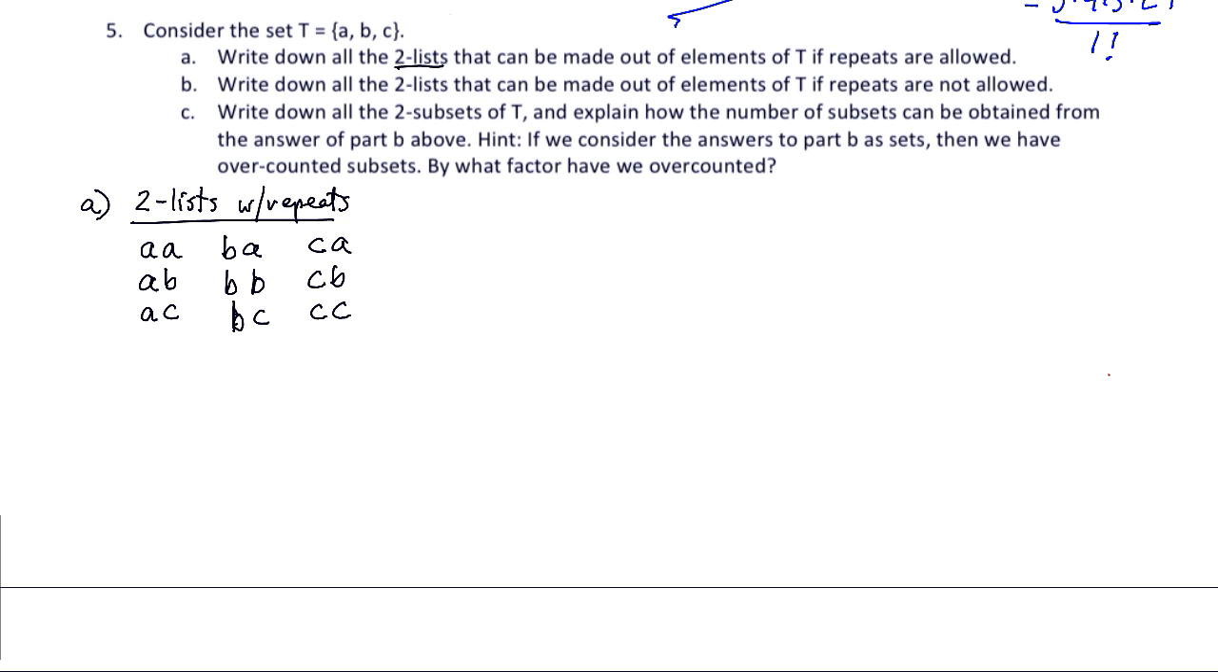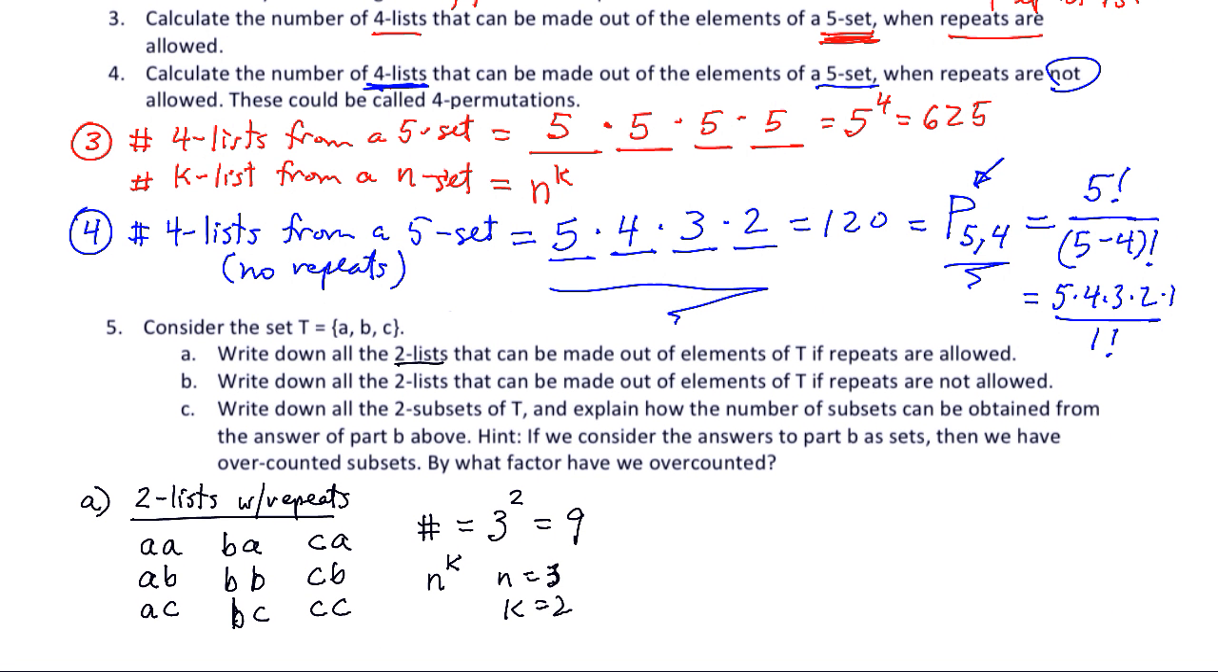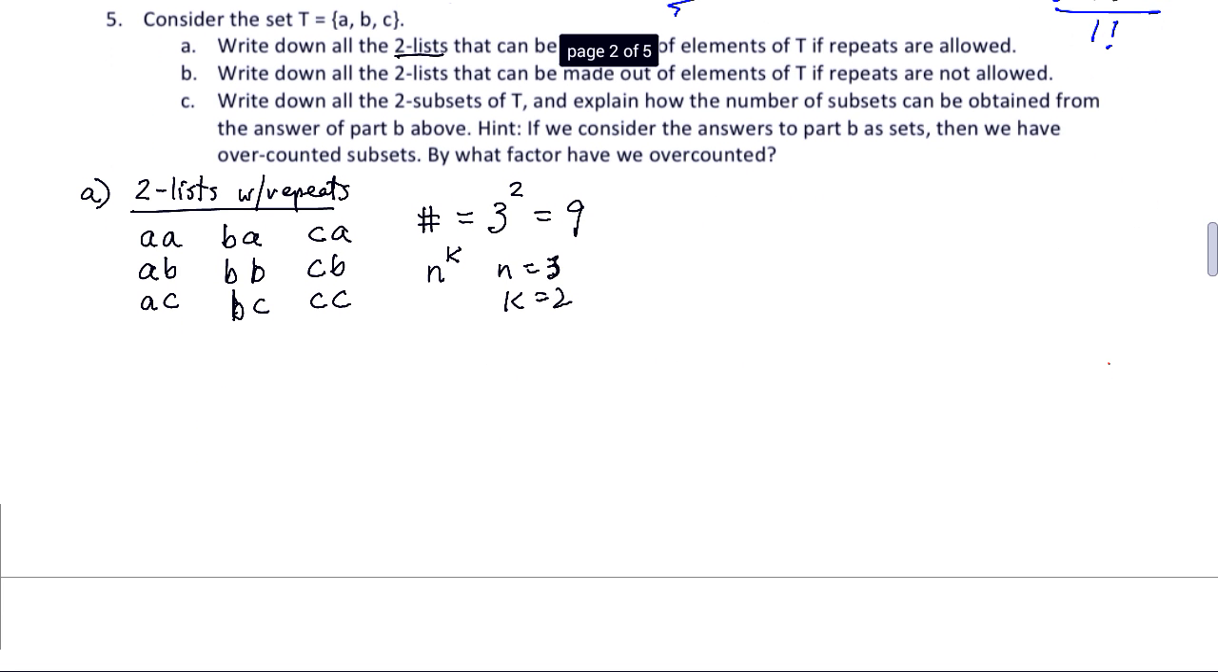And let me go ahead and calculate that number. The number of 2 lists out of a 3 set with repeats is 3 to the 2, which is 9. Okay, so this is like n to the k with n equal to 3 and k equal to 2. Just like the previous problem, I had n to the k for a k list from an n set where repeats are allowed. And so this is equal to n to the k with n equal 3 and k equal 2.